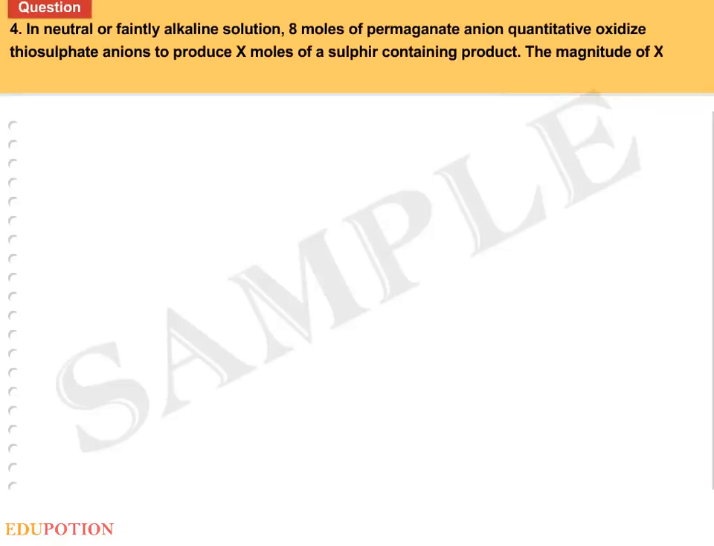Well, in this particular question, we have a neutral or faintly alkaline solution of 8 moles of permanganate anion. Now here we have 8 moles of permanganate anion, which is oxidized with thiosulfate anion. If it is oxidized with thiosulfate, S2O3 2 minus, what will be the result? MnO4 is a very strong oxidizing agent.